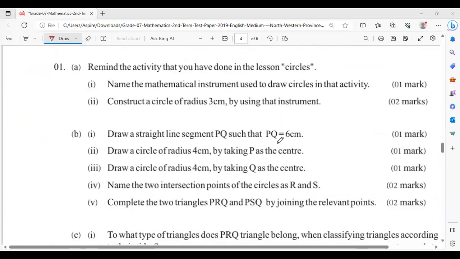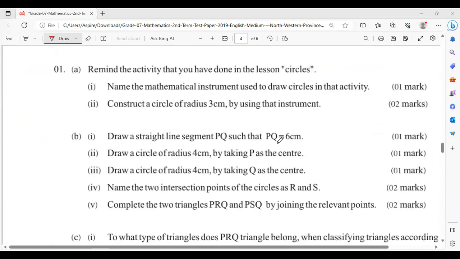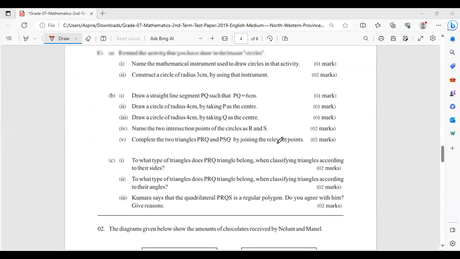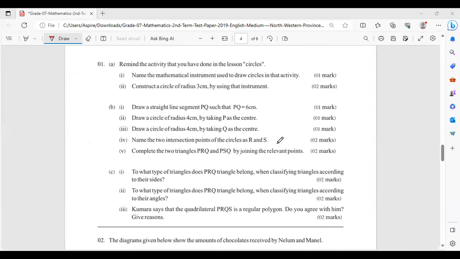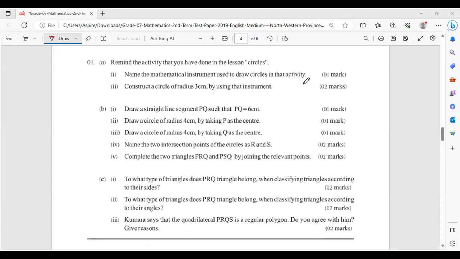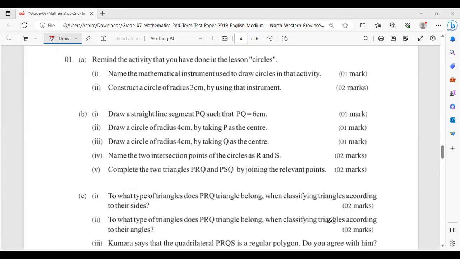Okay, I think sometimes you may not have done the second part of this paper. It doesn't matter, let's learn what they have asked here. Remember the activity that you have done in this lesson, circles. Name the mathematical instrument used to draw a circle in that activity. What is the mathematical instrument that we use to draw a circle in mathematics?